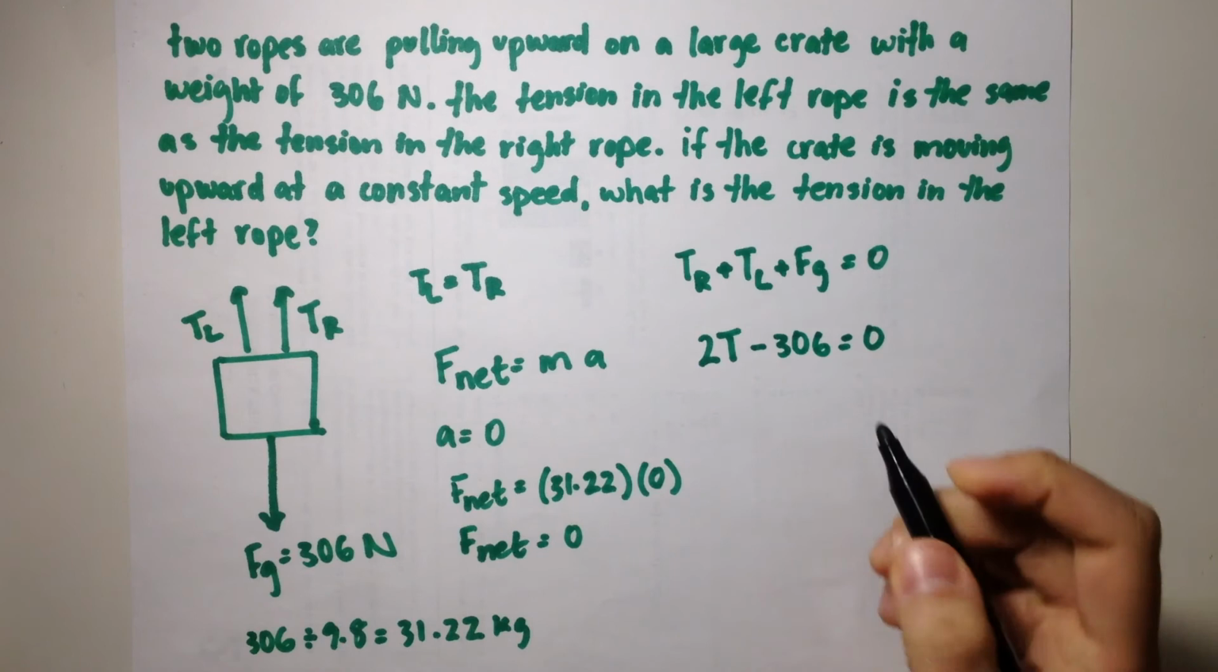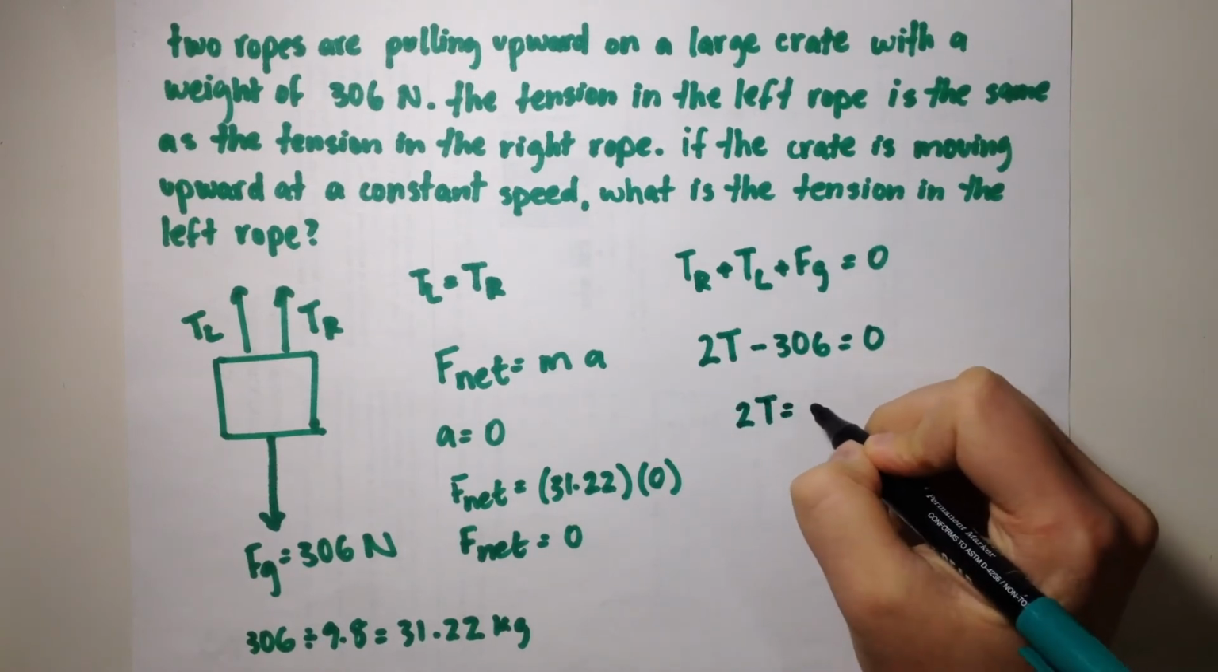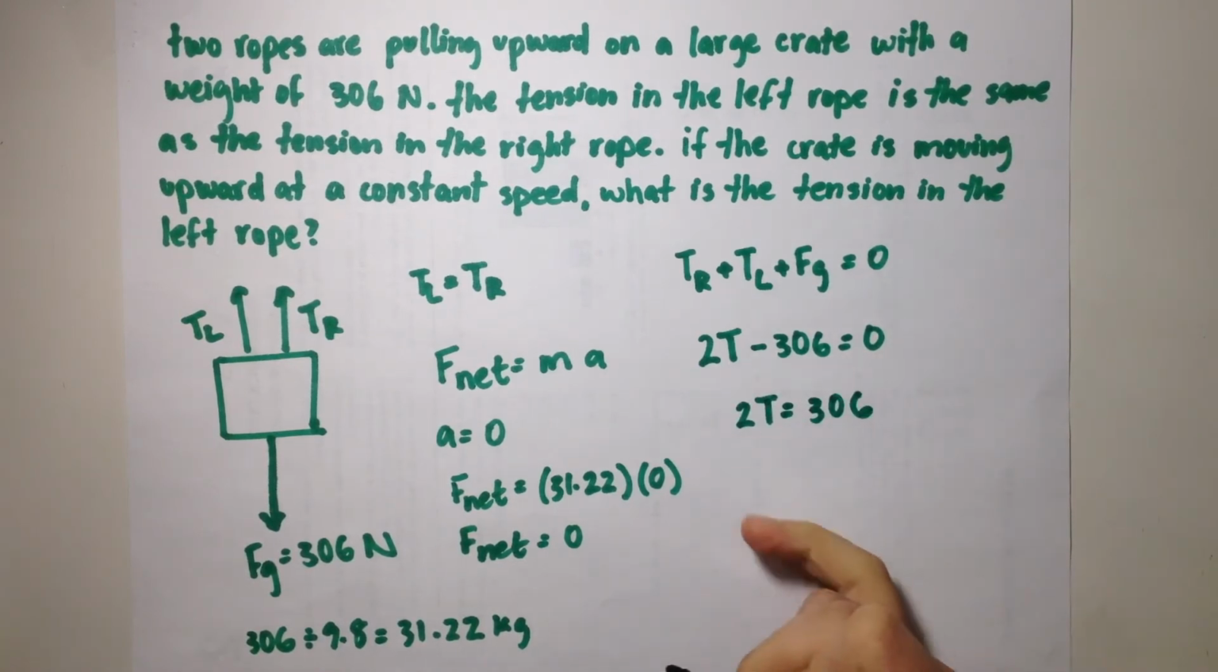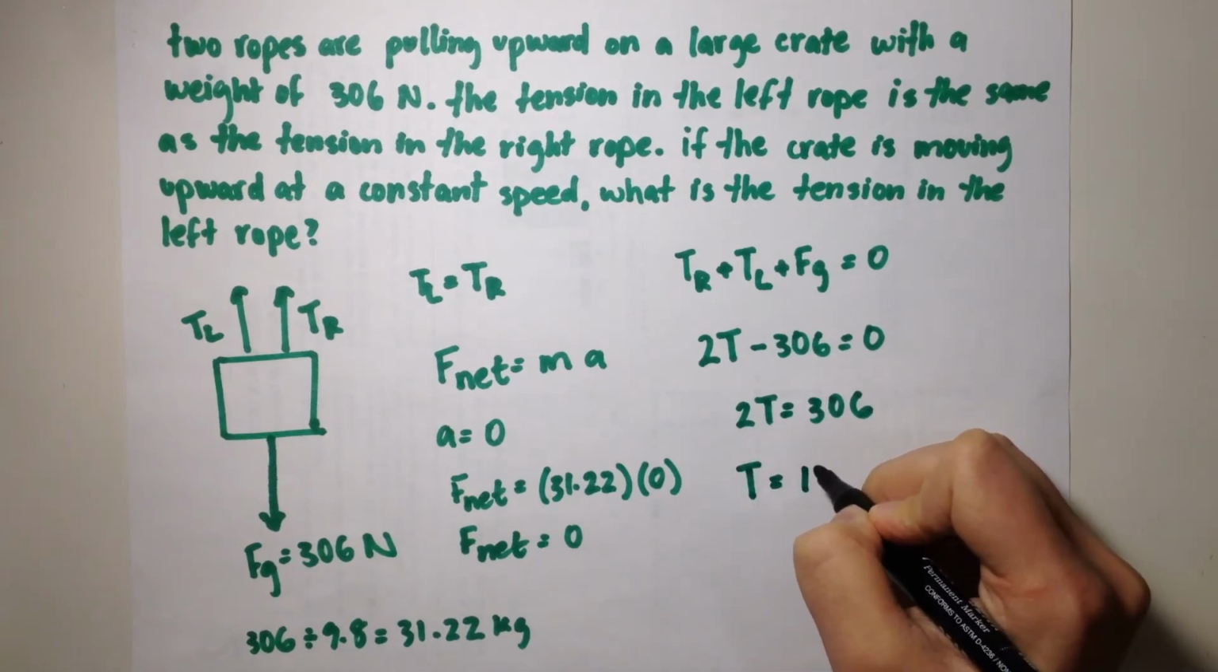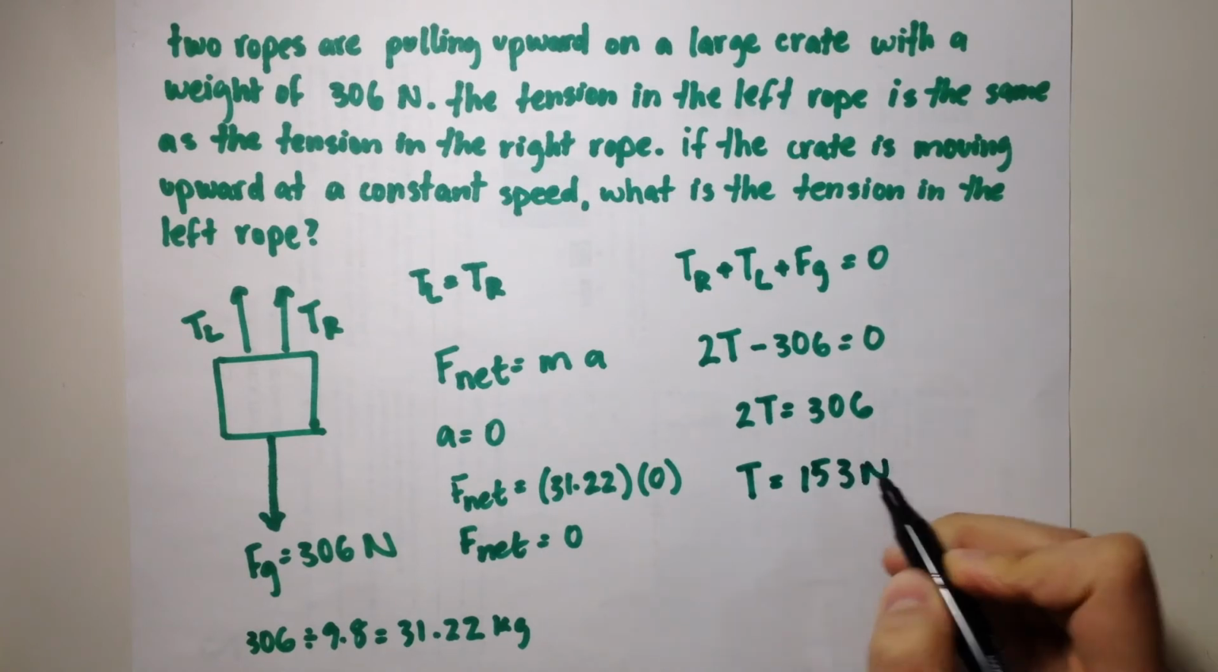So if we add 306 to the other side, 2T is equal to 306, and then we can divide both sides by 2 to get the tension in either rope to equal 153 newtons.